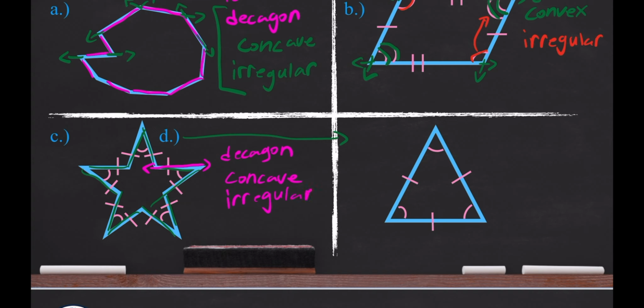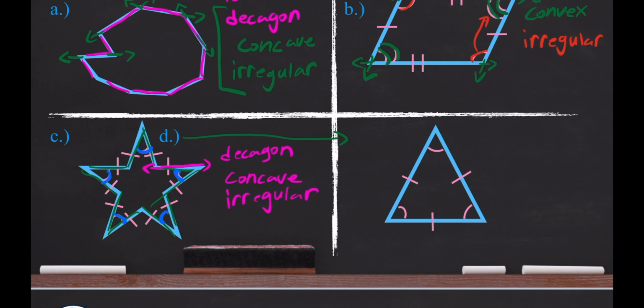Well, you may be wondering, why is it irregular? All the side lengths are the same. All of them are congruent. But remember, for it to be regular, all the side lengths and all the angles must be the same. Well, let me show you where some angles are not the same. This angle is congruent here.